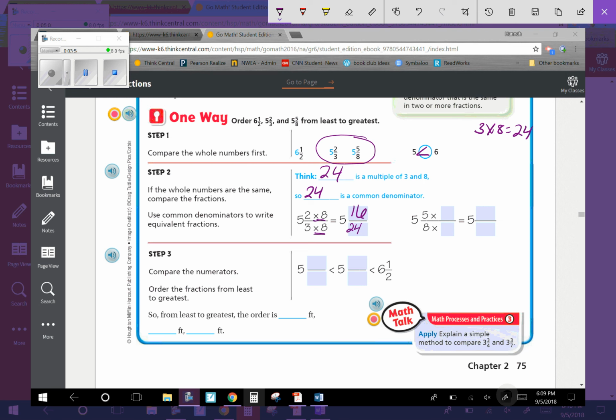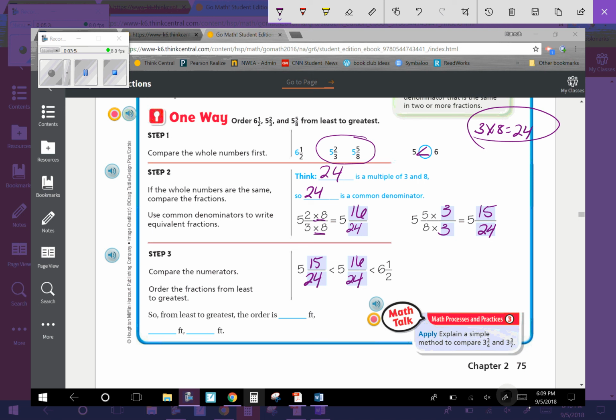Okay, so now looking at 5 5/8, I need to take 8 times something to give me 24. Well, I've already told you up here, 8 times 3 is 24. So then I'm going to take 5 times 3 also. 5 times 3 is 15. So 5 and 15/24 is less than 5 and 16/24. And that is less than 6 and 1/2.